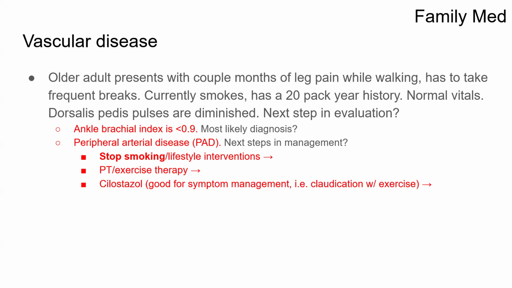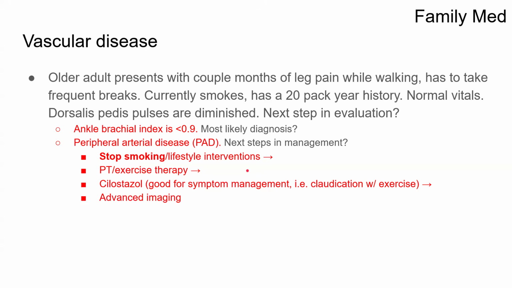But that's good for symptom management, not necessarily for addressing the cause of peripheral arterial disease, which is why you stop smoking and why exercise therapy is good. If that doesn't work, you also want to consider going down the line of advanced imaging, like angiography, to see whether or not you can do an intervention. So either a stent or vascular surgery or things like that.